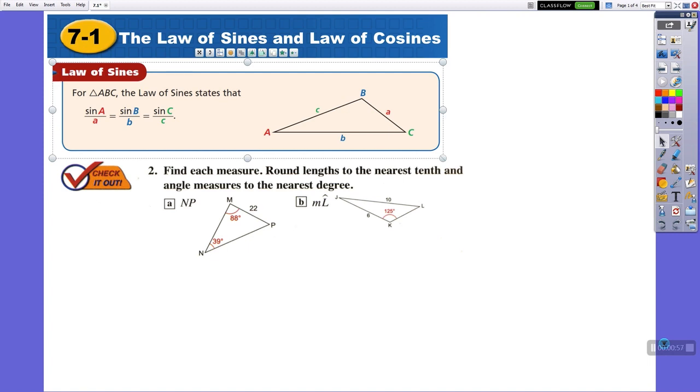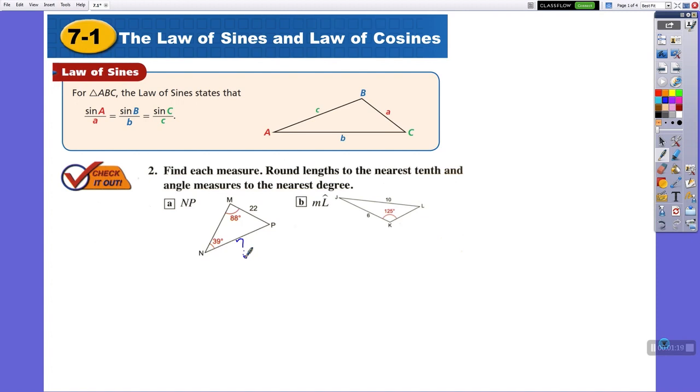In the first example, we're asked to find NP. Here is NP that's missing. So we're given two angles, one side. So we can apply this law of sine. According to the law, we're gonna set a ratio.